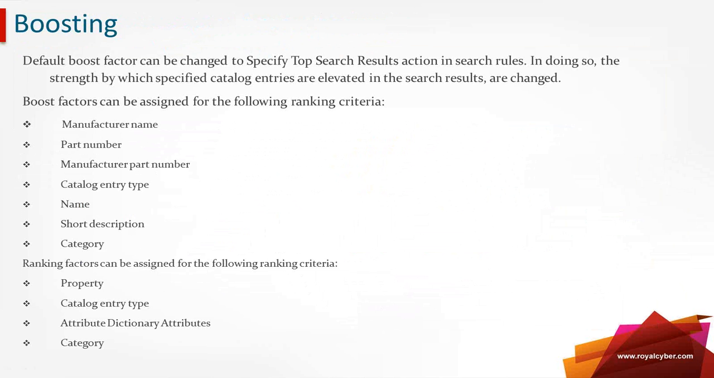So if you want to emphasize, suppose, short description more, you can increase the boost value for search short description. As well, if part number or category type or name, some of those fields have a higher value, you can increase the boosting factor for those. So the search engine will know that these fields are more important, and the values related to those, if they match, should be shown at the top.